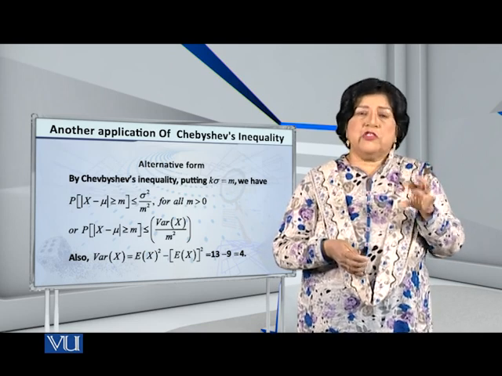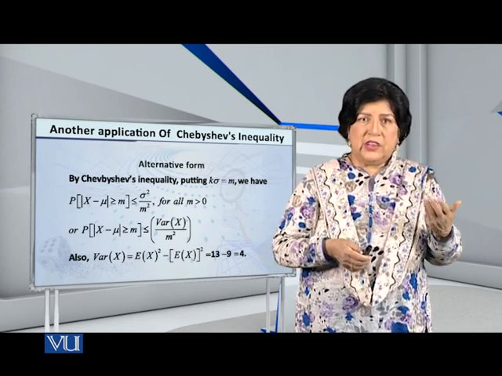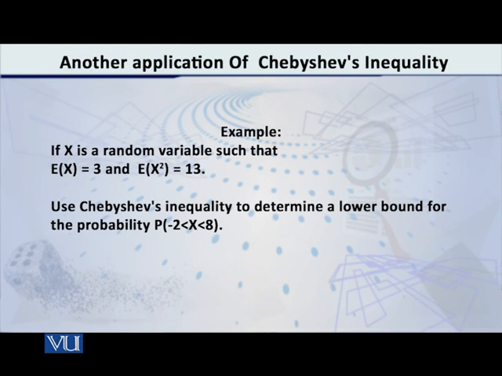So agar is version se hum chalein, to ek example ke zariye main show karti hu ki kitne interesting sa ye sara situation banti hai. The example is as follows. Suppose that we have random variable capital X such that the expected value of x is equal to 3 and the expected value of x square is equal to 13. And we are required to utilize the Chebyshev's inequality in order to obtain a lower bound for the probability that x lies between minus 2 and 8.